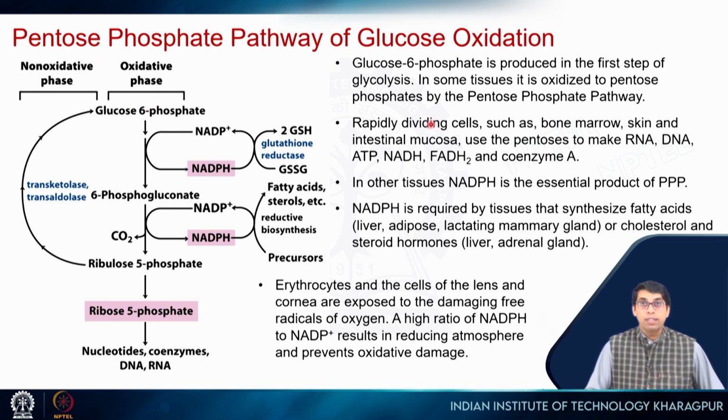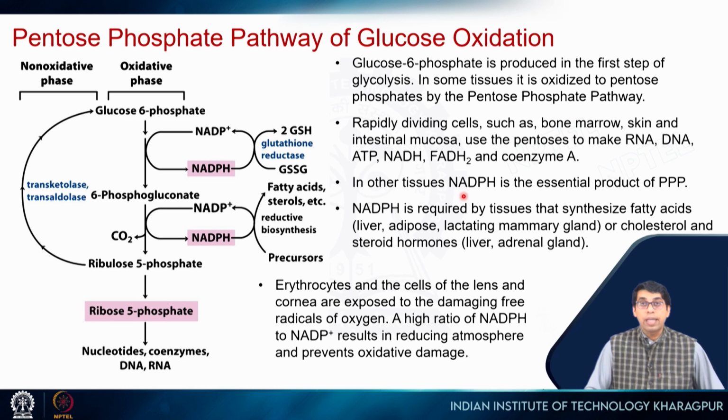So, rapidly dividing cells such as bone marrow, skin, intestinal mucosa, they use this pentose phosphate pathway to produce the raw material that are needed for producing RNA, DNA, ATP, NADH, FADH2 and coenzyme A, right. So, all these molecules require formation of this ribose sugar, or ribose 5-phosphate, and glucose then feeds into this pathway.